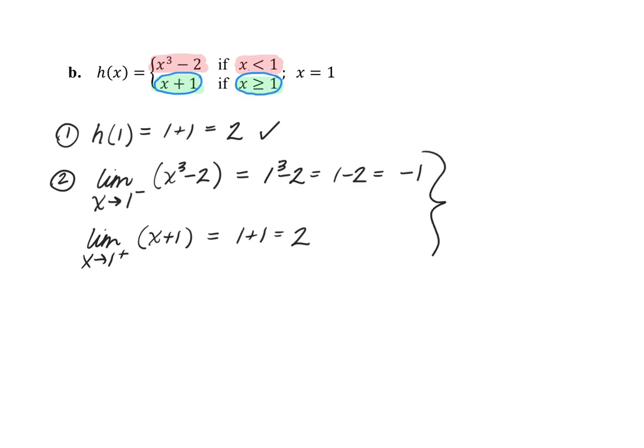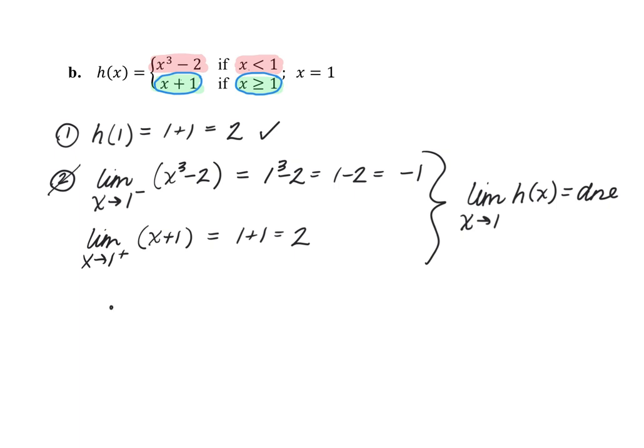But notice what we have found here. The left-hand limit does not equal the right-hand limit. So because the left-hand and right-hand limits are different, that tells us that the limit of our function h of x as x approaches 1, that limit does not exist. The left and right hand limits are not the same. So this means that the second condition for continuity has failed.